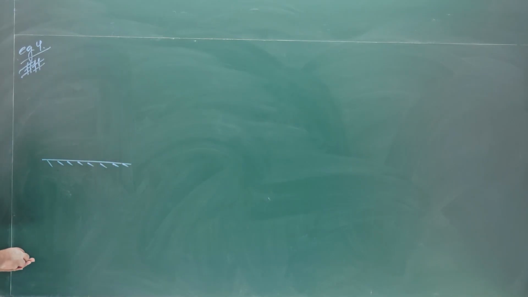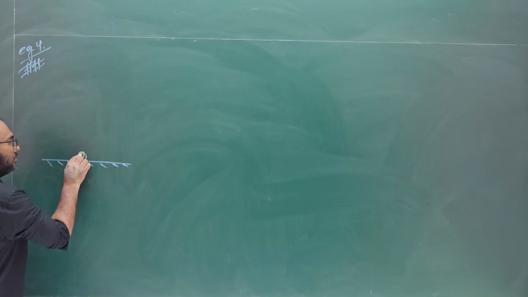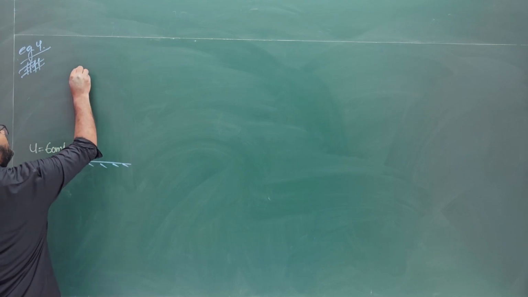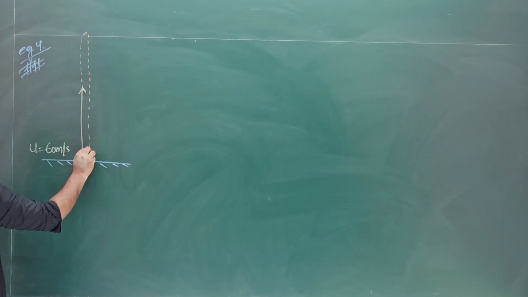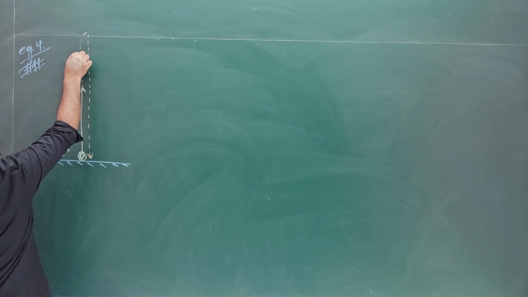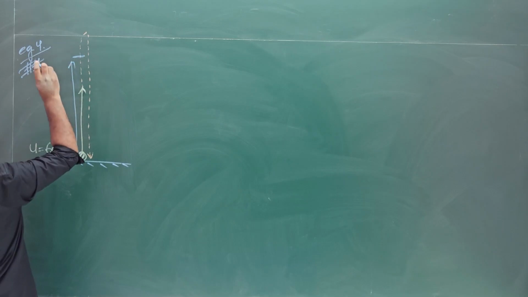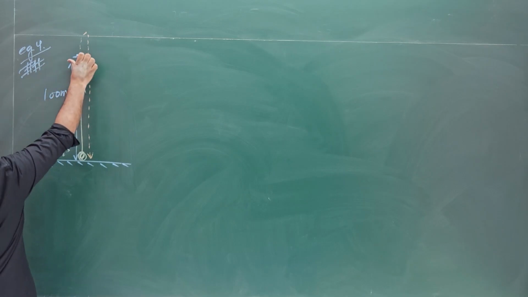Given that an object is being thrown vertically upward, vertical projection, and the initial velocity is given, 60 meter per second. This object will be definitely going in this direction, then again returning back to its position. Now, given that when the object reached a level of 100 meter, so this height is given, a height of 100 meters.